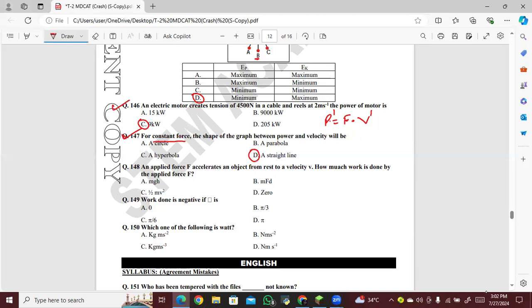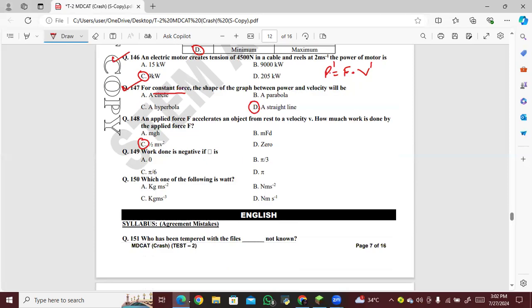An applied force accelerates an object from rest to velocity v. How much work is done by the applied force? Work is a form of energy. So its answer is C, because when the object accelerates, it gains kinetic energy, and according to the work-energy principle, work done is equal to the change in kinetic energy.